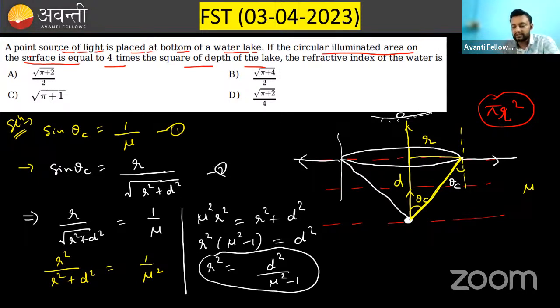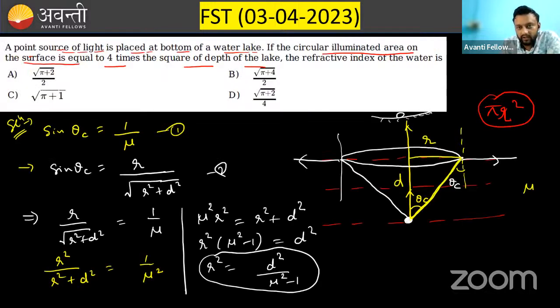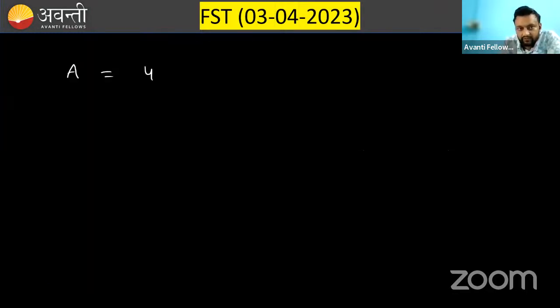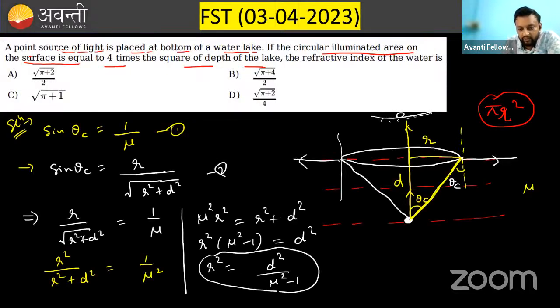Now I have calculated the value of r square. The question says the area is 4 times the square of the depth of the lake. Depth is d, that means 4 times d square, this is given. Now the area is pi r square. Pi r square we have already calculated as pi times d square over mu square minus 1.